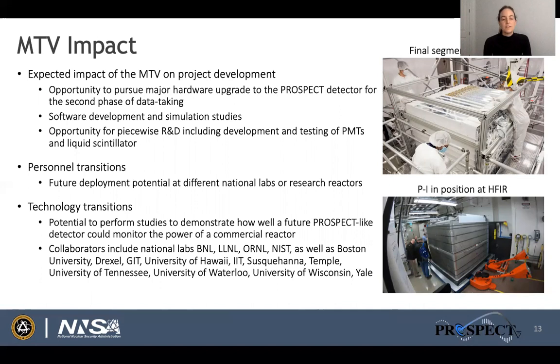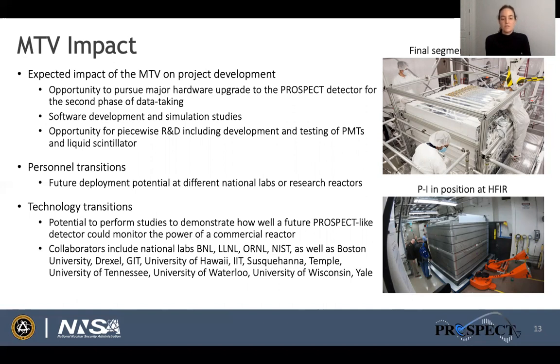MTV support can also positively impact this project. There's the opportunity to pursue a major hardware upgrade to the Prospect detector for the second phase of its data taking through collaboration with Oak Ridge and Yale. And software development and simulation studies take place through Livermore National Lab. Additionally, there's other opportunities for piecewise R&D, including development and testing of PMTs and liquid scintillator at Yale and Brookhaven. And future deployment potential at different national labs or research reactors supports personnel transitions and connections.